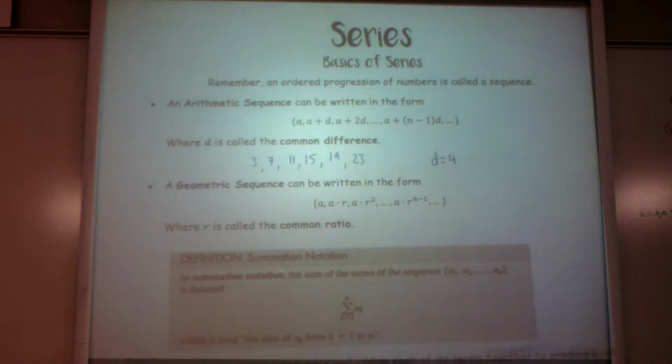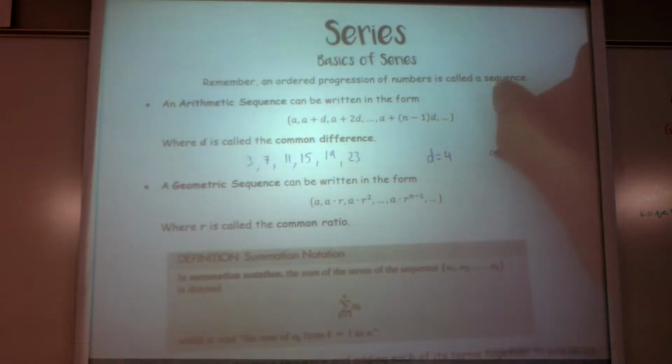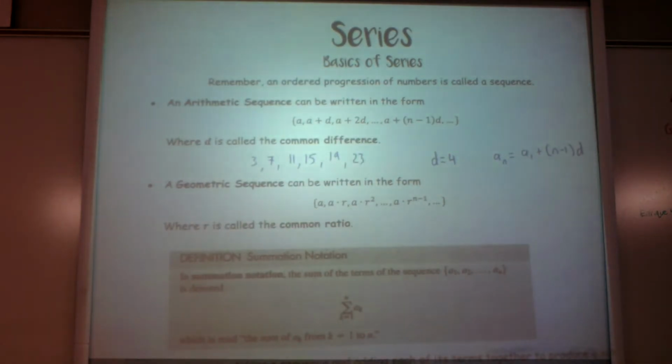Okay, now what is the explicit formula for an arithmetic sequence? You don't need to memorize these, but it's good if you are familiar with them. The formula is you can get the nth term by taking the first term, adding it with n minus 1 times the common difference. We're going to end up using that as well today. Okay, so that is our first type of sequence, arithmetic.